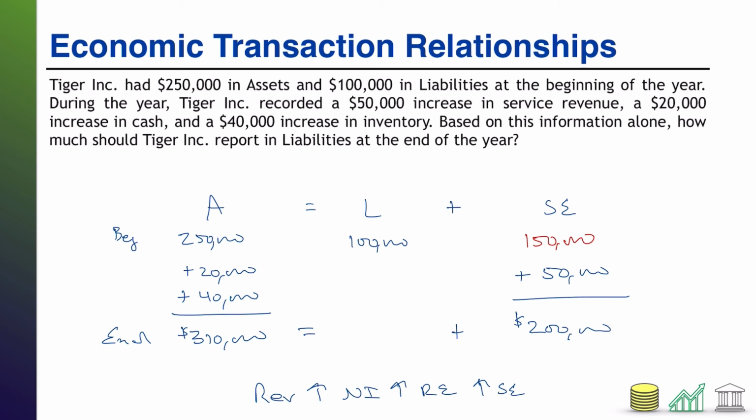Therefore, how much should Tiger Corp report in liabilities at the end of the year? Well, you do the math on the difference, and that suggests that there are $110,000 in liabilities at the end of the year, which means there was another piece of activity that occurred during this year that the problem did not tell us about, worth a $10,000 increase in our liabilities. But this is our solution right there. 110 is what it should report at the end of the year.